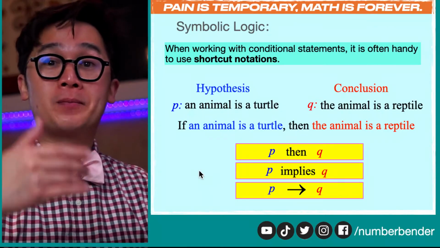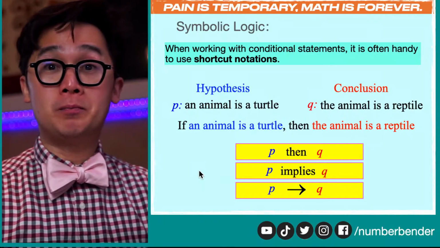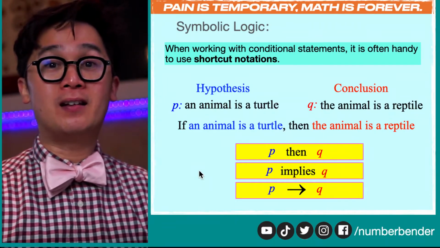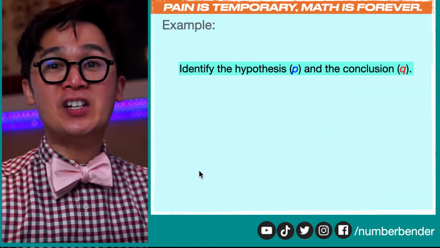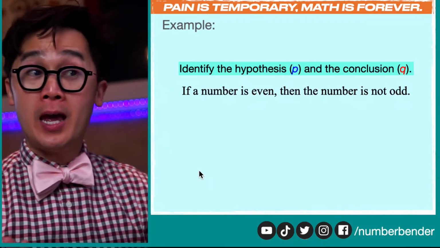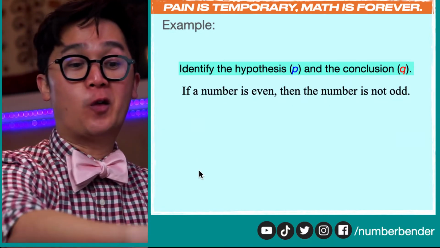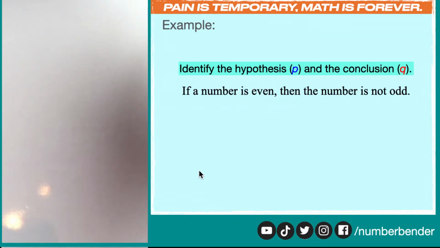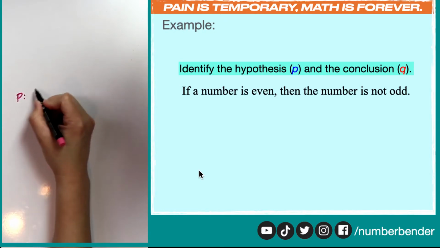So these three forms of if-then statements are understood to be an if-then statement using variables and symbols. Let's try this out and identify the P and the Q in this statement. In this statement, if a number is even, then the number is not odd. We need to identify our P and our Q, and to write it down, let's write our P, which is our hypothesis.